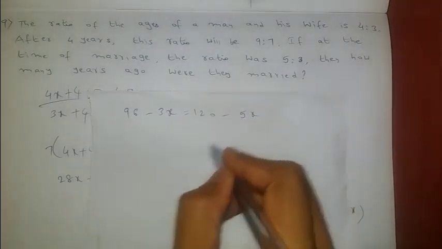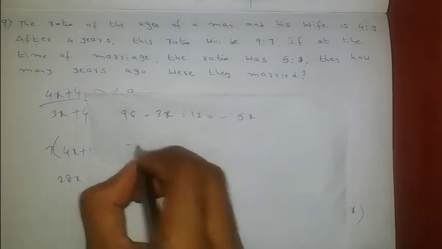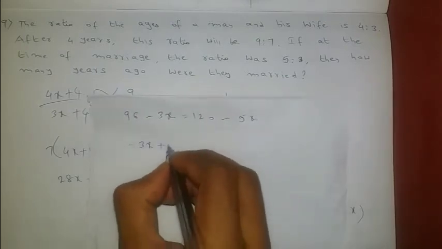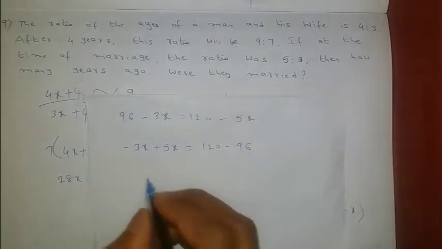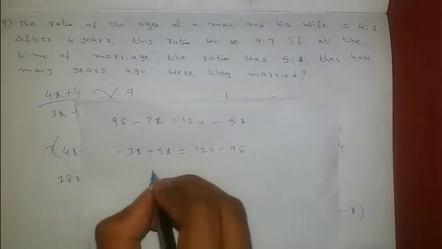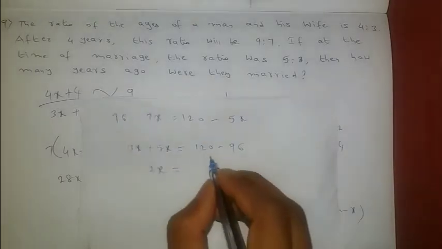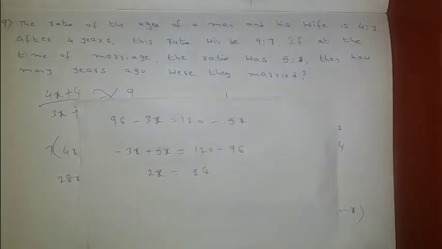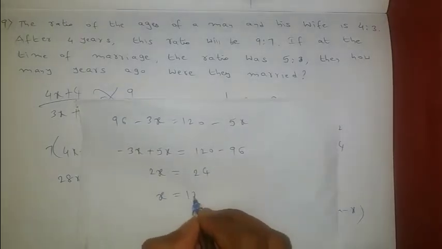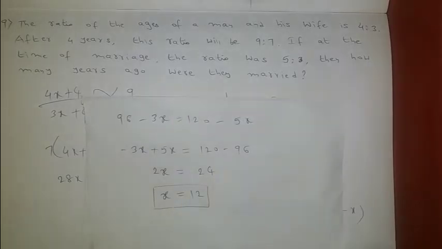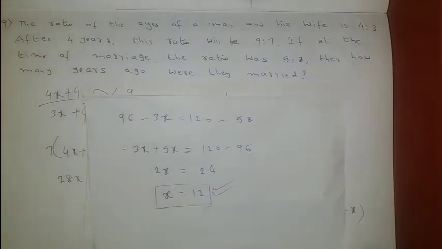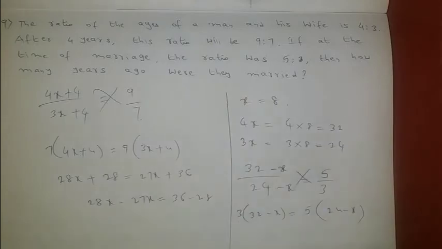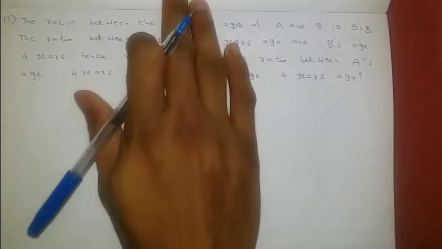Now I will take minus 5x to the left side and 96 to the right side. So we will get minus 3x as it is. Minus 5x will become plus 5x, which is equal to 120, plus 96 will become minus 96. Minus 3x plus 5x, 2x is equal to 120 minus 96, 24. So x value is nothing but 12. X value is 12. It means 12 years ago they were married. They were married 12 years ago. Okay, let's move to next question.